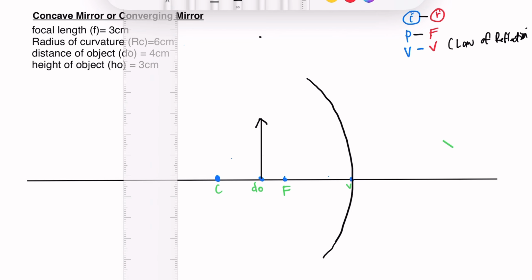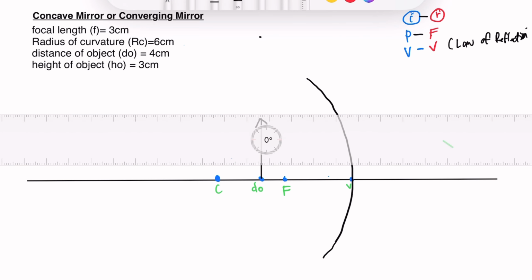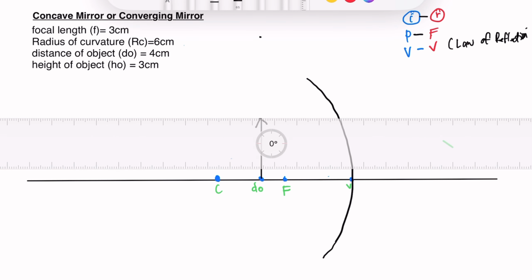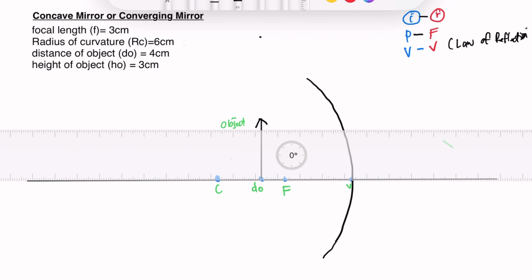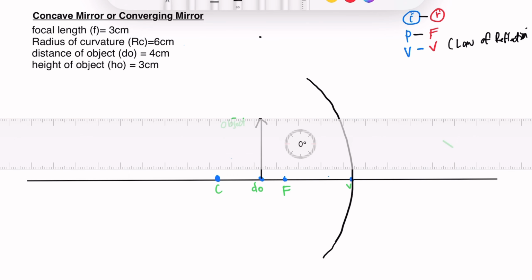Okay, so let's start. For the PF ray, you're going to align your ruler from the topmost part of your object. Let me just label this as my object. You're going to align your ruler from its topmost part, and you're going to draw a horizontal, parallel line. So this would be our incident ray. I'm going to use blue for the incident ray. There you go. That is your P ray. That's your incident ray.